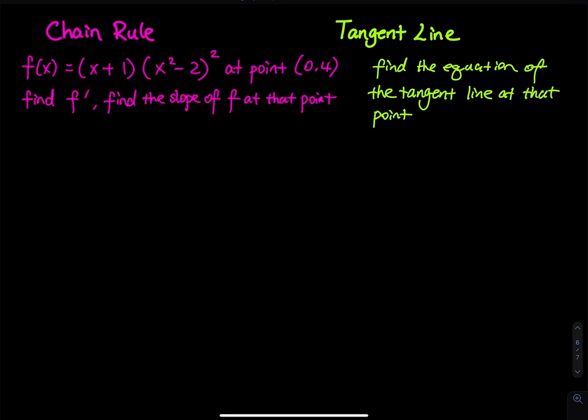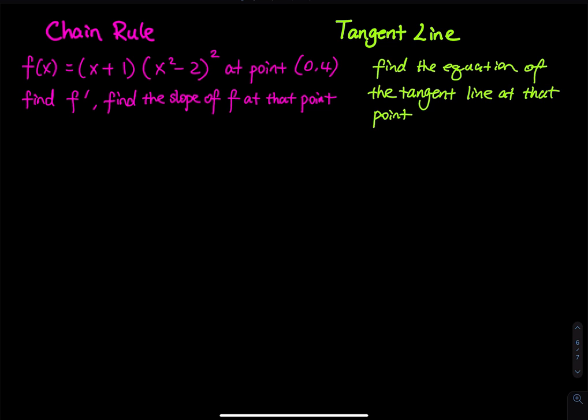There is a function f of x equals x plus 1 times x squared minus 2, squared. At a point, so (0, 4) is a point on the curve, because for this function, when x is equal to 0, y is equal to 4. First step is, I would like to find f prime, and then I would like to find the slope of the function at the given point.